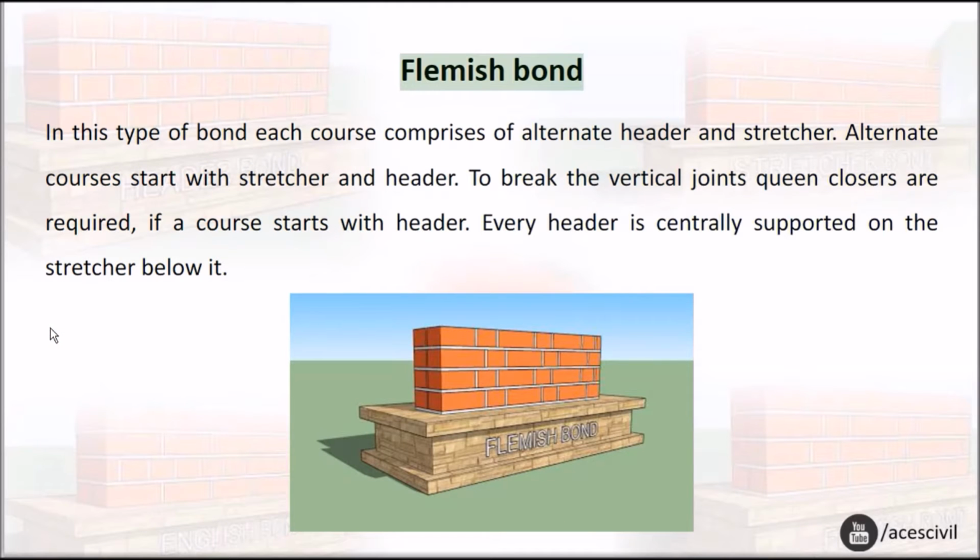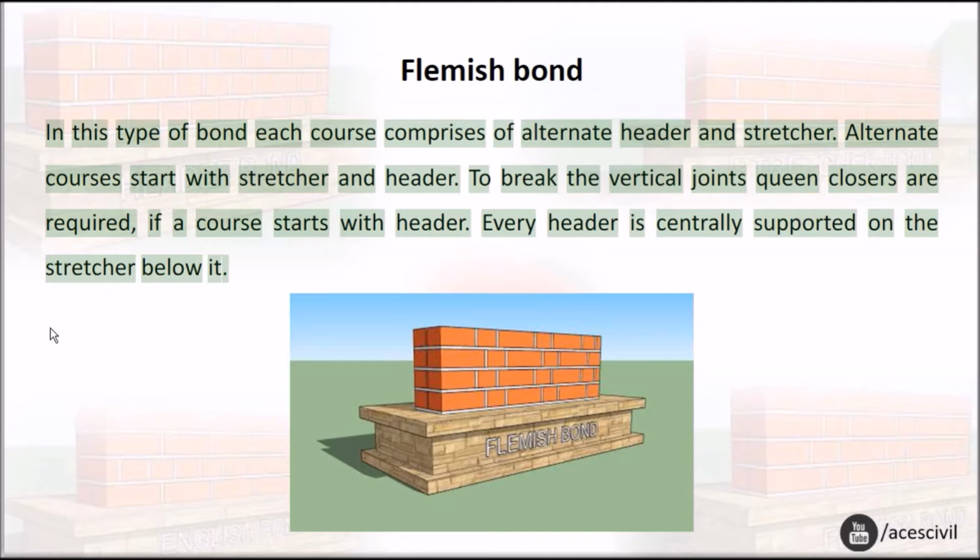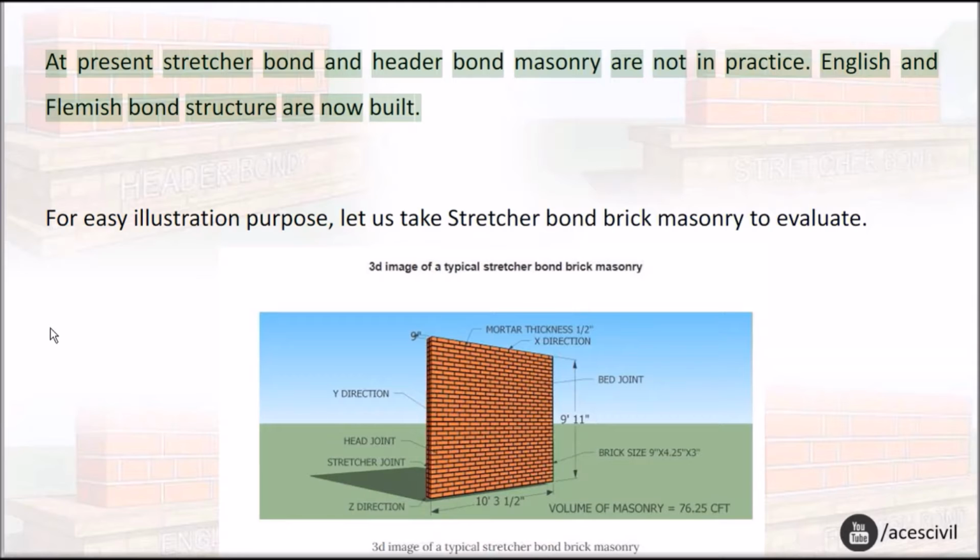Flemish bond. In this type of bond each course comprises alternate headers and stretchers. Alternate courses start with stretcher and header. To break the vertical joints, queen closers are required if a course starts with a header. Every header is centrally supported on the stretcher below it. At present, stretcher bond and header bond masonry are not in practice. English and Flemish bond structures are now built.